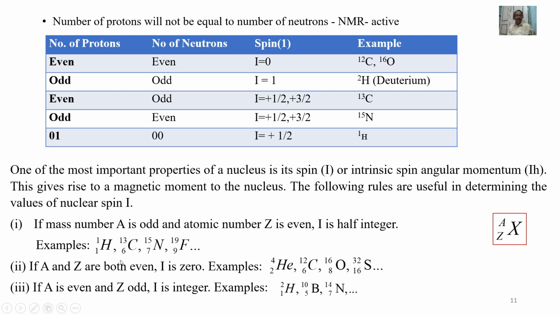Examples are hydrogen-1, carbon-13, nitrogen-15, and so on. If A and Z are both even, then I is 0. Examples are helium-4, carbon-12, oxygen-16, and so on. If A is even and Z is odd, then I is integer. Examples are given like this.